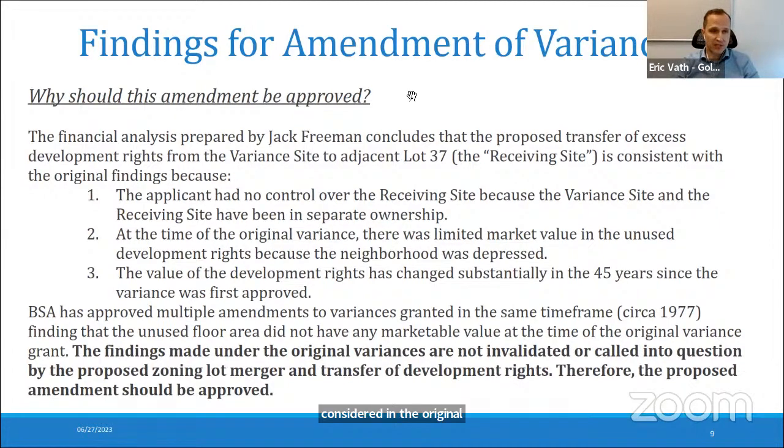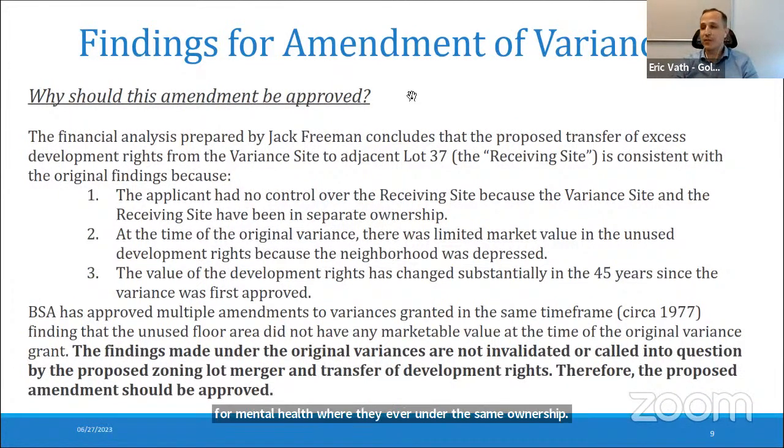Now, according to Bella Vista, there is this three-pronged test. It talks about how you value those development rights, which now have value, and back then maybe they didn't. What was the value back then? So the first thing they look at is the variance site, which is the subject of the variance, and the new receiving site, lot 37, owned by Postgraduate Center for Mental Health. Were they ever under the same ownership?